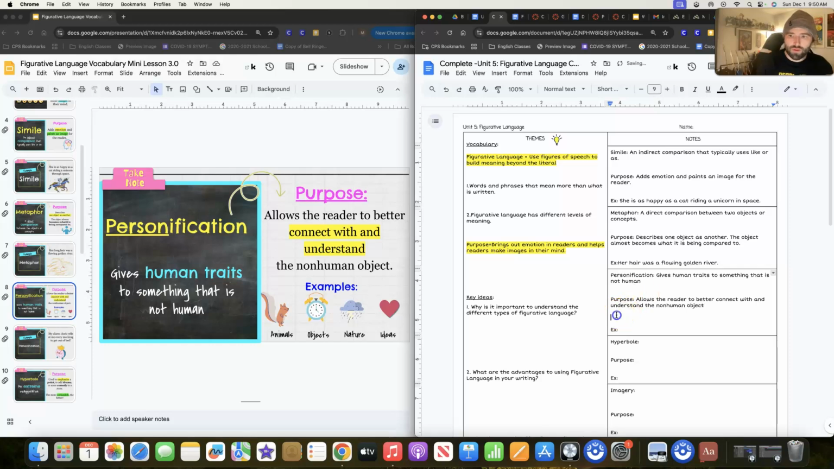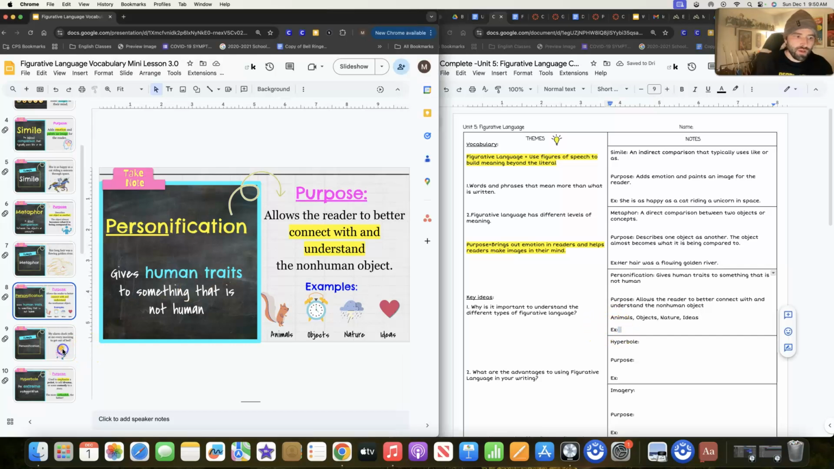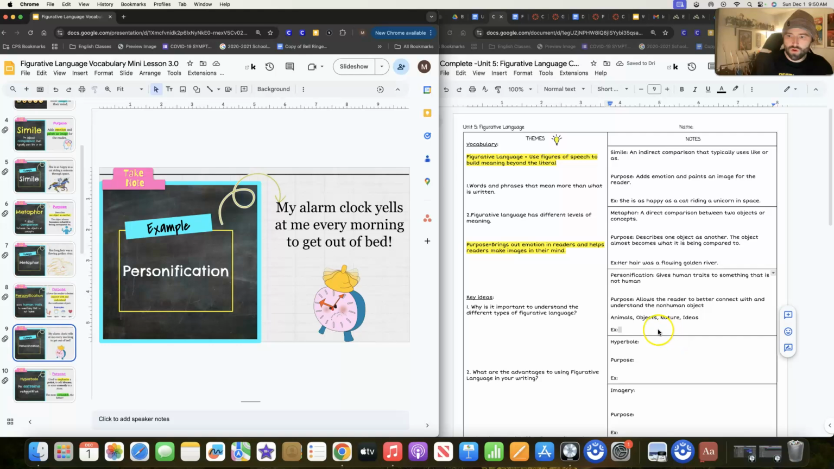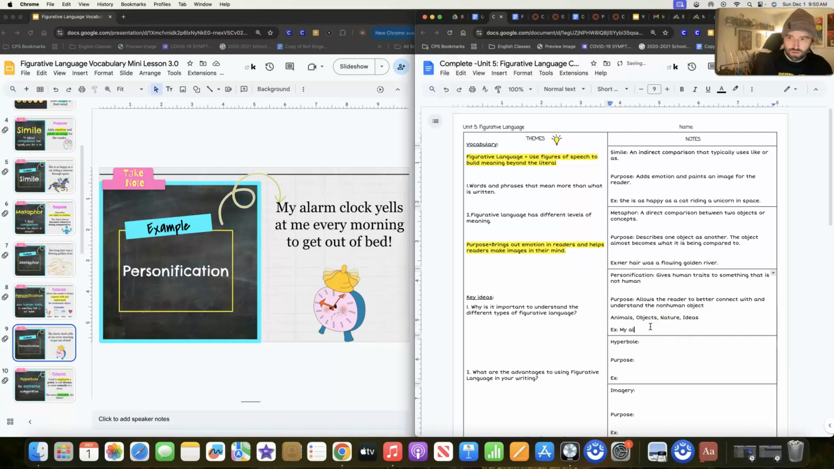All right. Now, animals, objects, nature, and ideas, all of these can be personified, okay? So, for example, here we have: my alarm clock yells at me every morning to get out of bed. Okay, so we're going to stop there. Those are our three, as well as the definition over here.